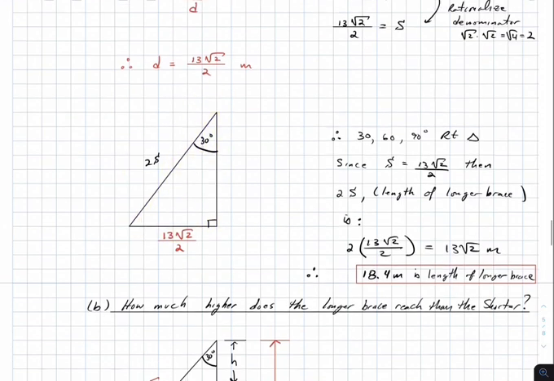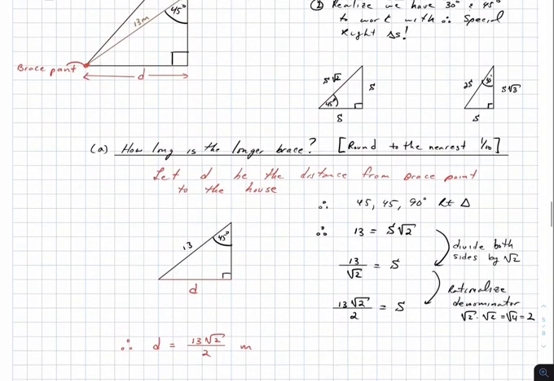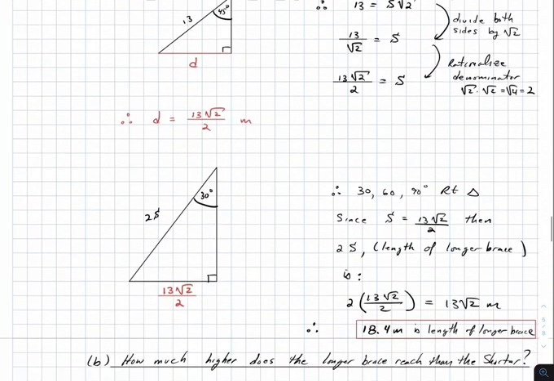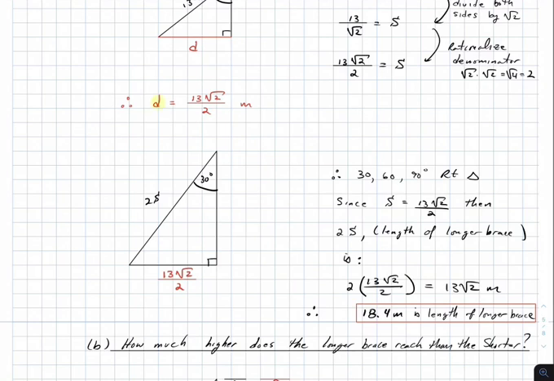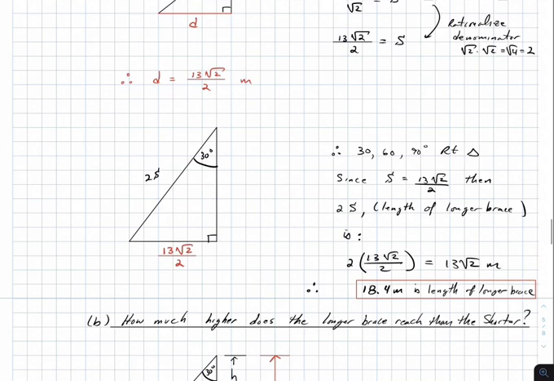But D happens to be what in the 30, 60, 90? Well, it's always opposite the 30 degrees, so S is actually D. And that's what I put here. Now, how do we find S, right? Well, we have it. It's 13 root 2 over 2.